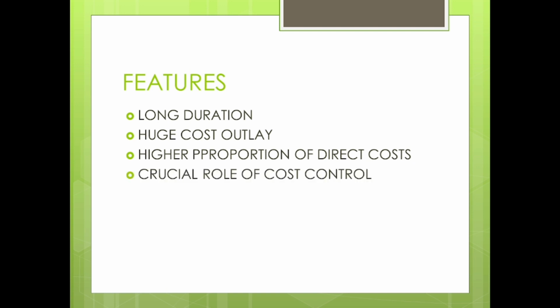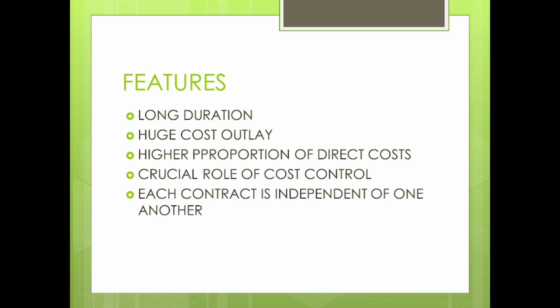Then in a contract costing, there is a crucial role of cost control because the contract lasts for a long period of time, and therefore there is a role for supervision, monitoring and control. Each contract is independent of one another. If I have taken up a contract for drainage, this contract will definitely be different from the other contract of road construction or even other contract of drain construction. So therefore, each contract is specific, each contract is unique.